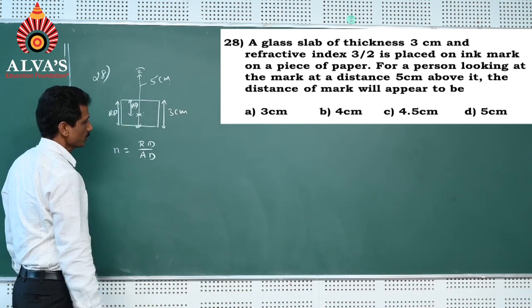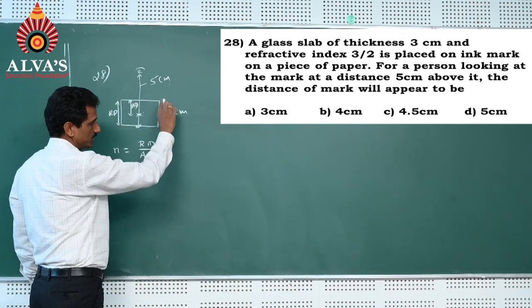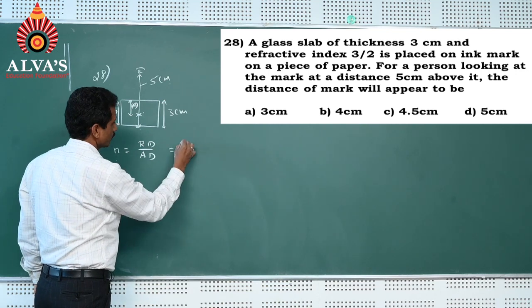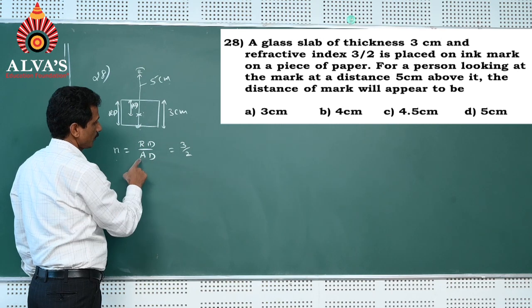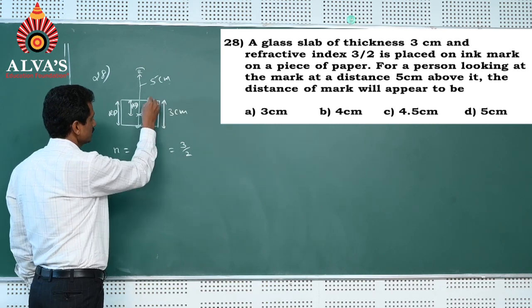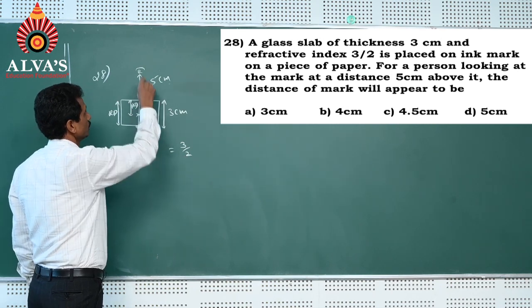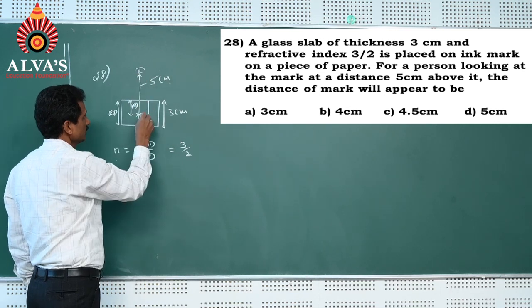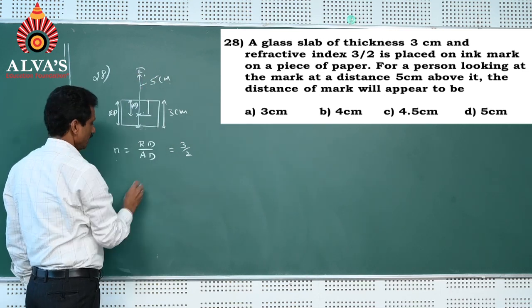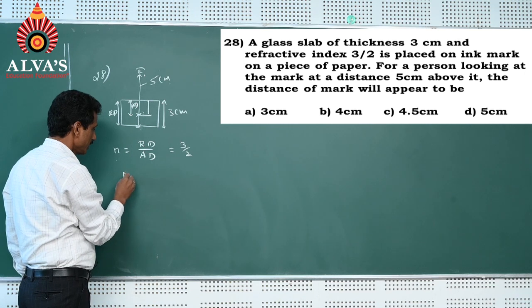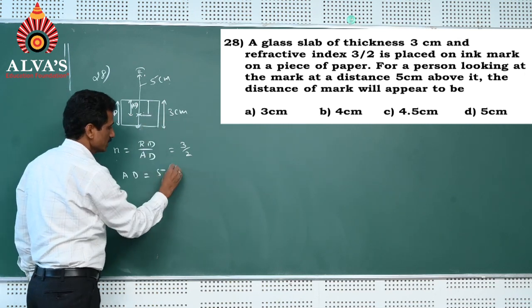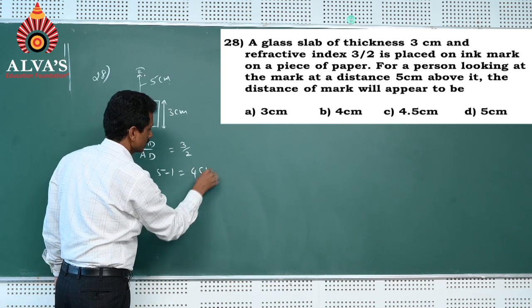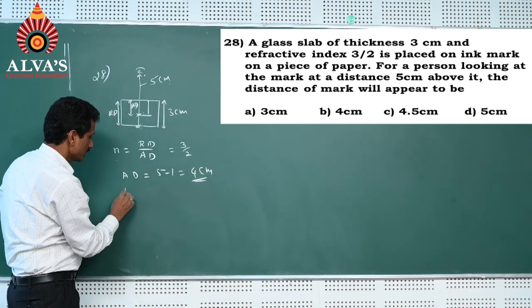Here it is a very simple problem. Real depth is 3. Refractive index is given 1.5, nothing but 3 by 2. Therefore, real depth is 3, apparent depth is 2, that is 2 centimeter. Total distance is 5 centimeter. From here to here, the apparent distance is 5 minus the normal shift of 1 centimeter, it is 4 centimeter. Therefore, answer is B.